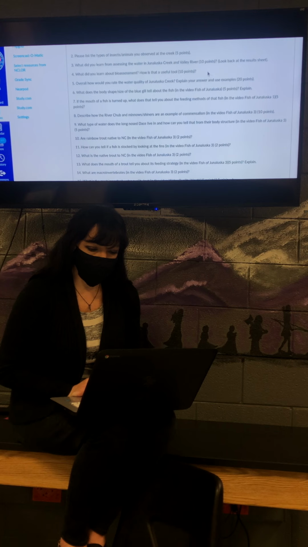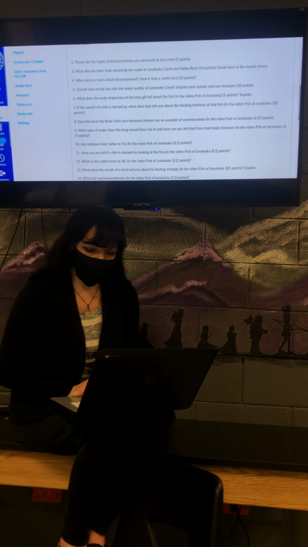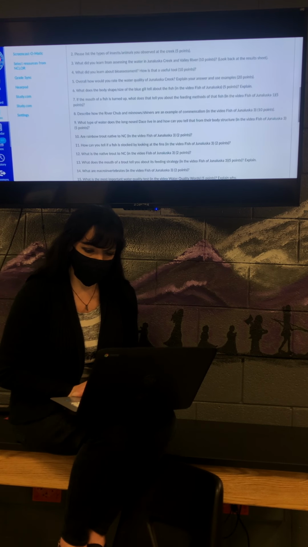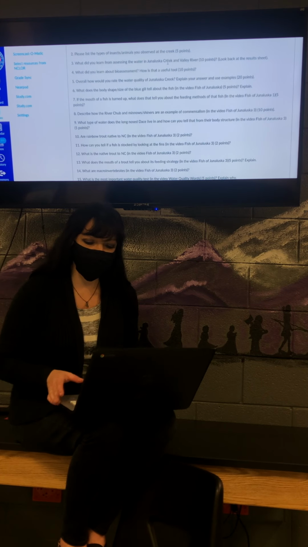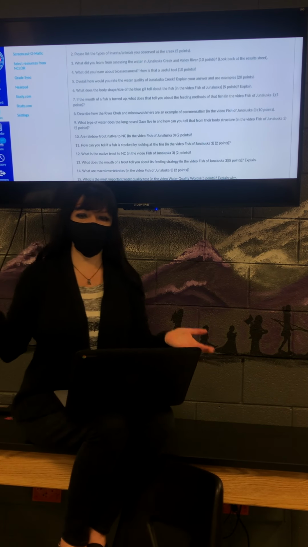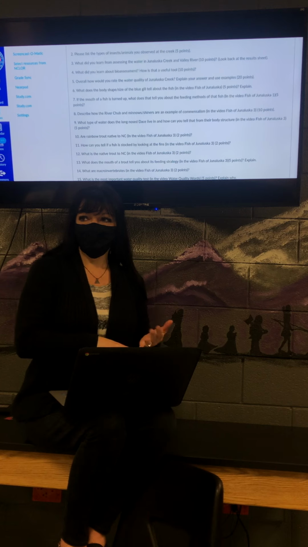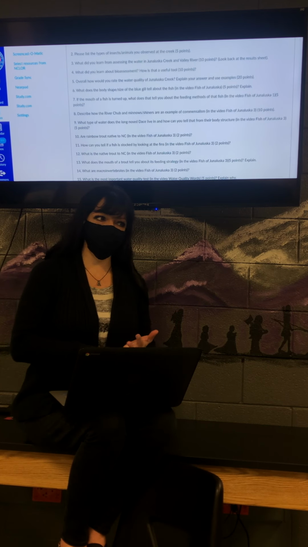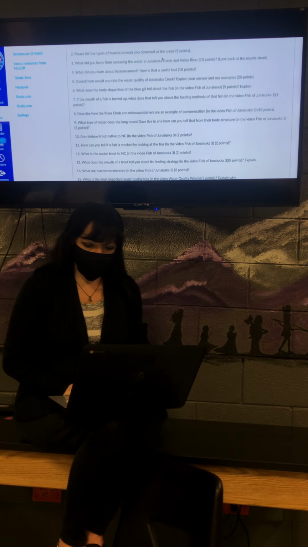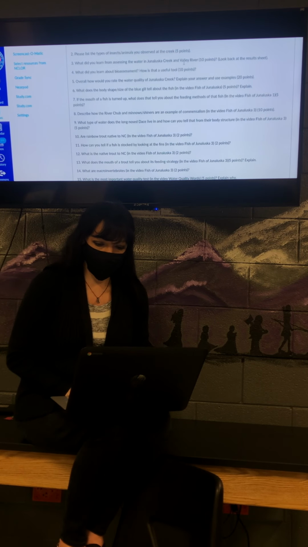Okay, so obviously we didn't get to do Valley River because of restrictions, but just from what you know about Junaluska Creek and Valley River, which one do you think has better water quality? Junaluska Creek, okay, because the river has more houses along it, it's got more farms along it, so it's getting more pollution. So Junaluska Creek has better water quality than Valley River.